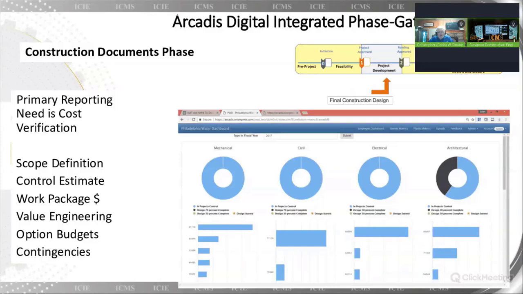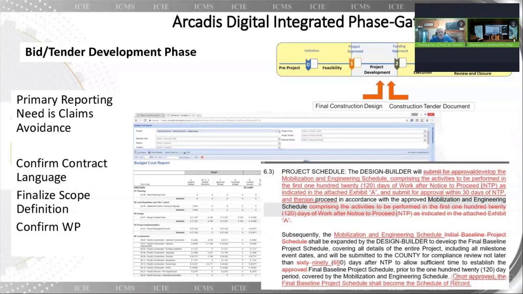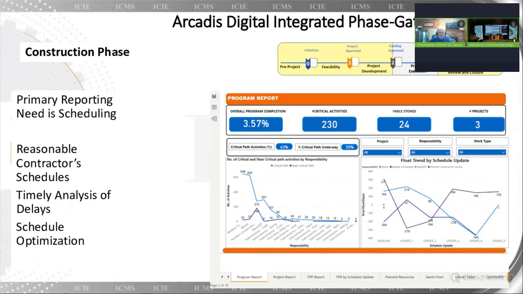As we move into construction documents, we're sort of back to cost. So we've established where we are, but it's all about developing the control estimate, getting the work packages identified and established, finalizing value engineering, and looking at contingencies. In the bid tender development, it's claims avoidance because now we're really finalizing the contract, making sure that we have a fair allocation of risk, we have the work package identified, and the scope and definition is finalized. And we have our language related to claims and disputes.